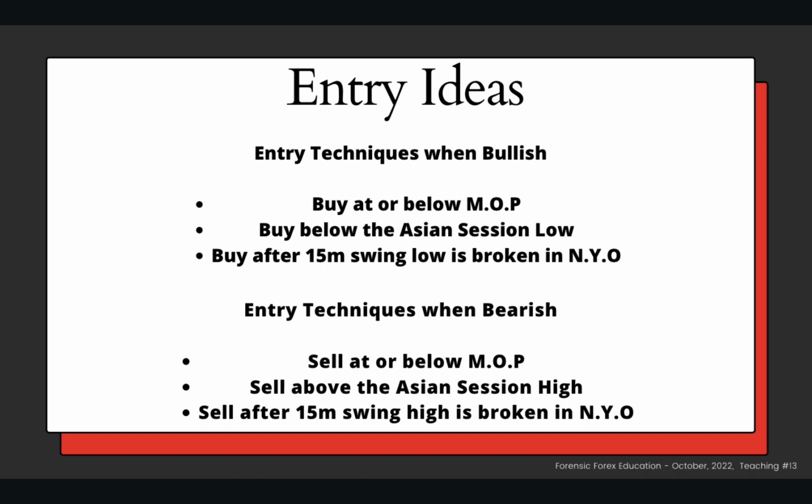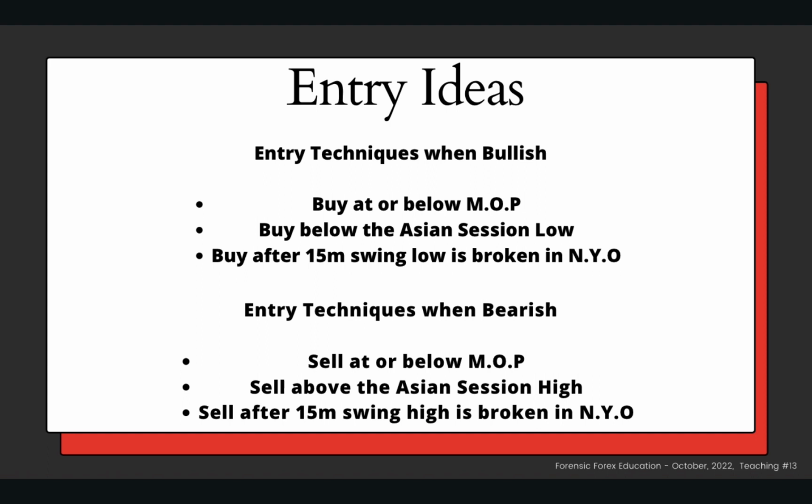Buying below the Asian session low is also another good key point because we know below the Asian session low, there's going to be sell side liquidity and sell stops. Retail traders are most likely going to look for a breakout trade to the downside when the commercials are normally going to fade it and cause a reversal, trapping retail traders short. You can also buy after a 15-minute swing low is broken in the New York Open.